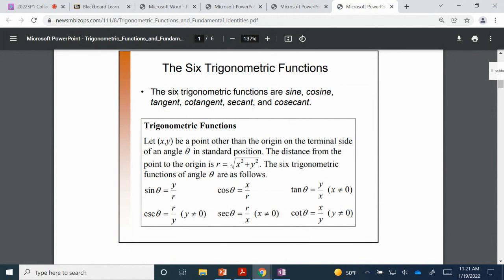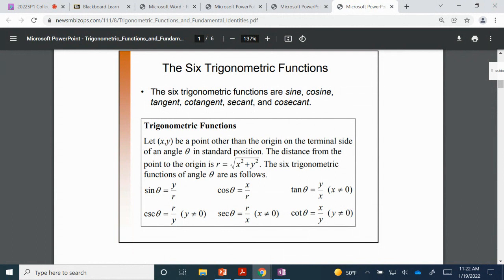We talked about how all of our angles are in standard position. The distance from the point to the origin, which is nothing more than a radius, R, is equal to the square root of x squared plus y squared, and thus we have the 6 trig functions. The sine of some angle is y divided by r. The cosine of some angle is x divided by r.